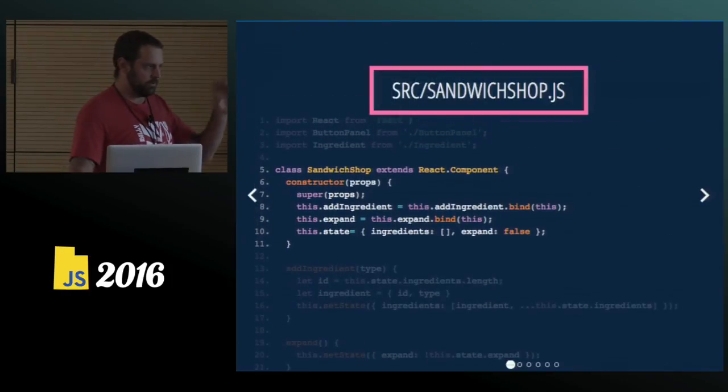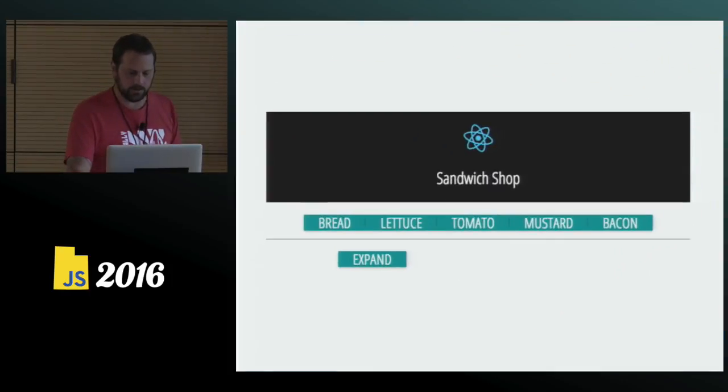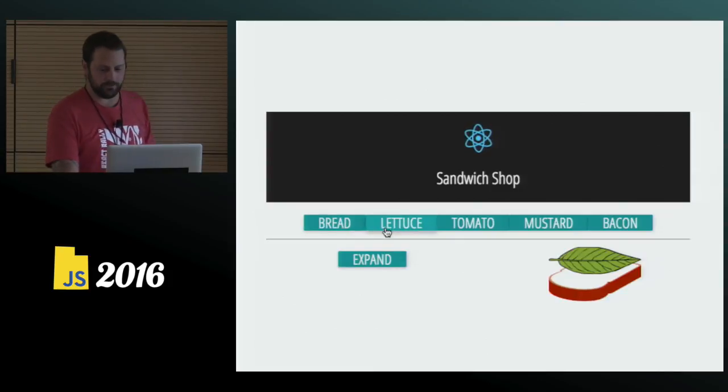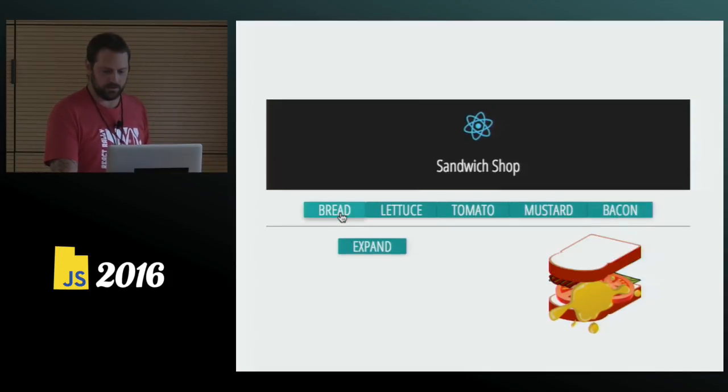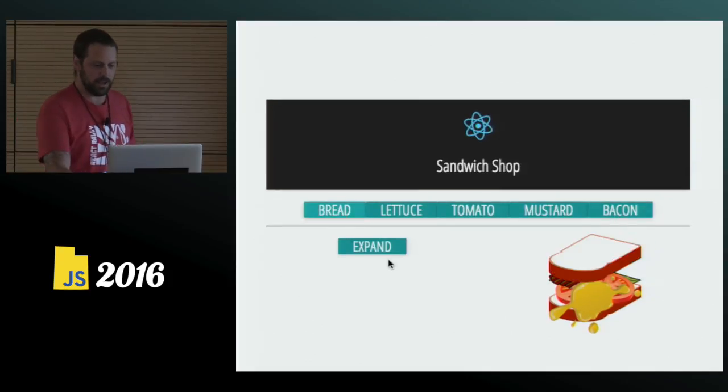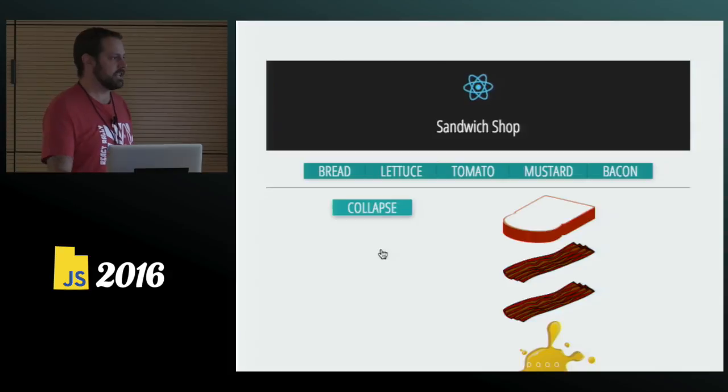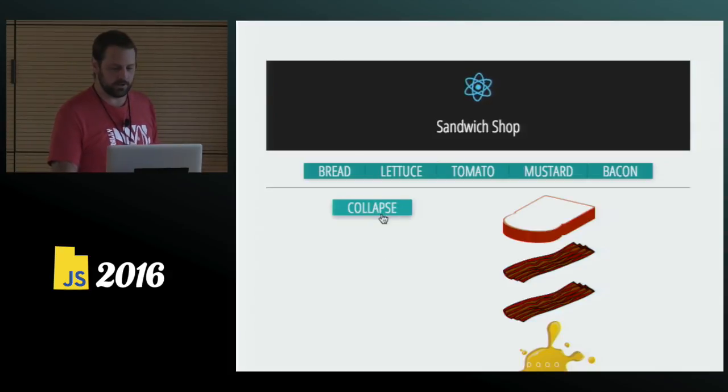So it's really easy to manipulate UI with React. Now I have this expand button. I have bread. I have lettuce. I have tomatoes. I have mustard. I have extra bacon. And I have more bread. And my expand basically just changes CSS to let me look inside the sandwich. So that was just something I did for fun.